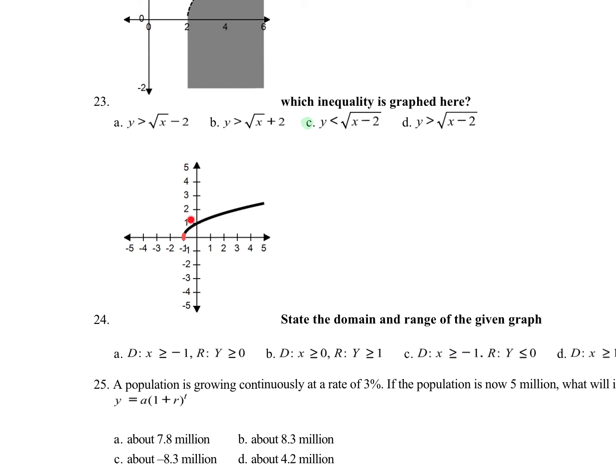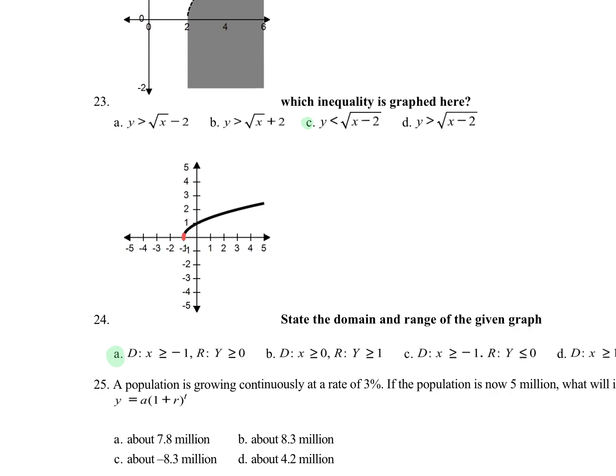Now the range are your up and down values, your y values, and this beginning point is at the y value of 0, and it only goes up from there. Even though it curves, it still continues to grow higher and higher and higher. So the range is y is greater than or equal to that 0 value. So that's what it says here. Range is y is greater than or equal to that 0 value. So option A is the correct answer.